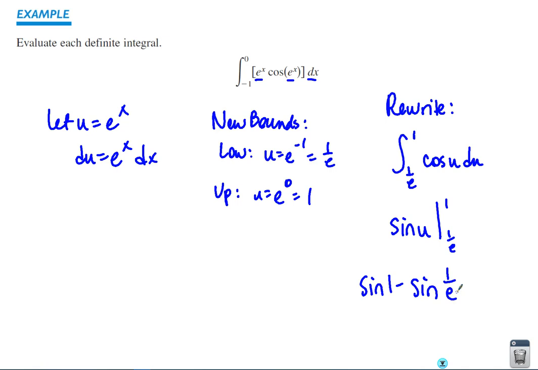I mean, if you wanted to type that into your calculator, you could, but assuming you didn't have a calculator, this would be a perfectly acceptable answer. Sine of 1 minus sine of 1 over e. Okay?